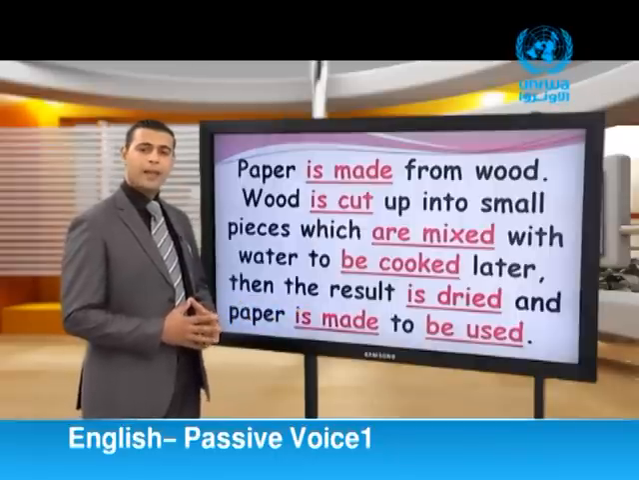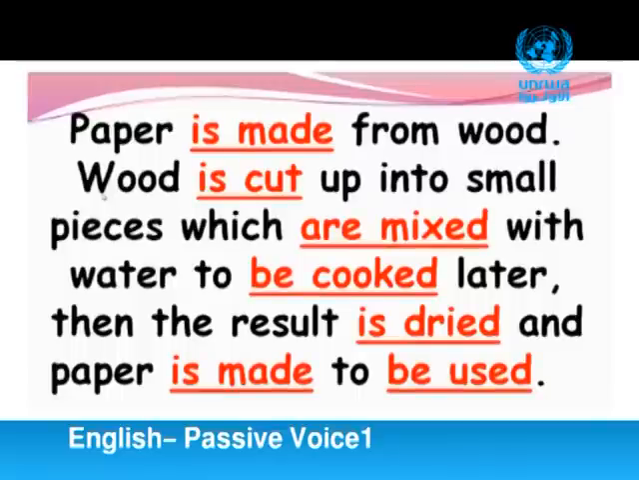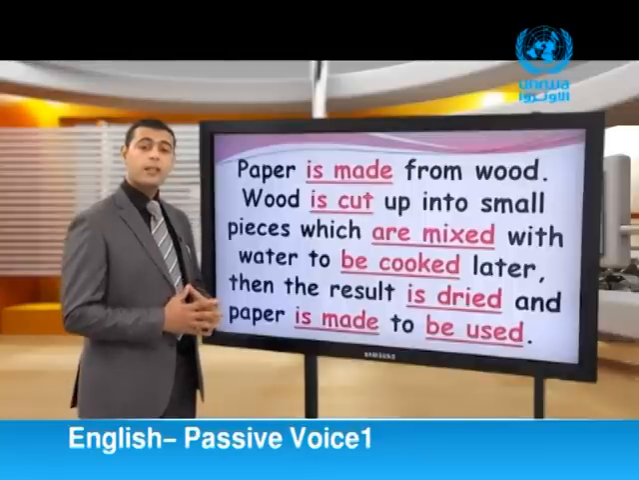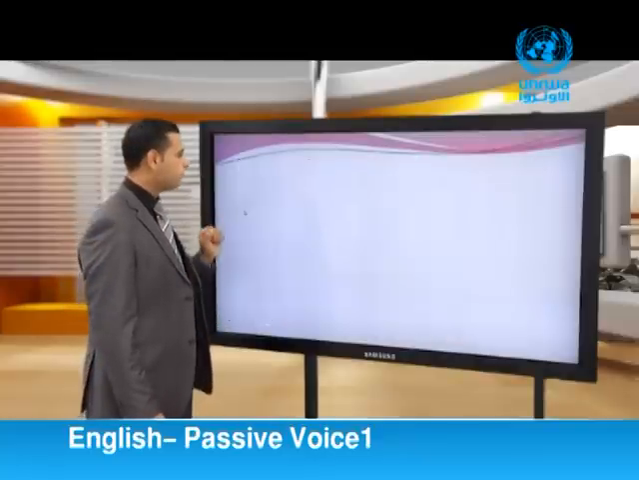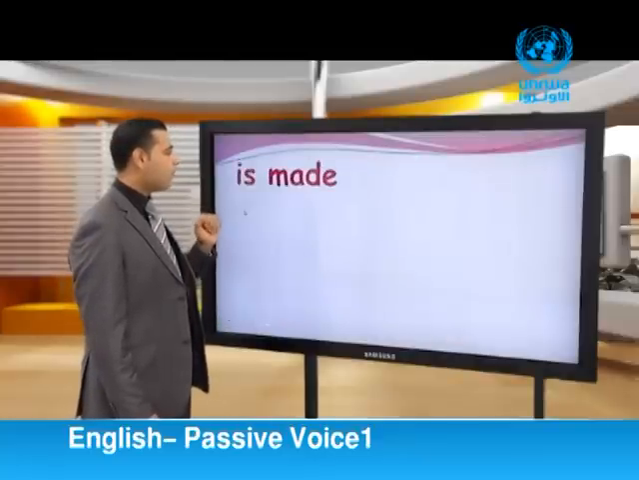Let's read the paragraph again. Paper is made from what? Wood is cut up in small pieces which are mixed with water to be cooked later. Then the result is dried and paper is made to be used. Let's notice these verbs again. لنتمعن في هذه الأفعال مرة أخرى.